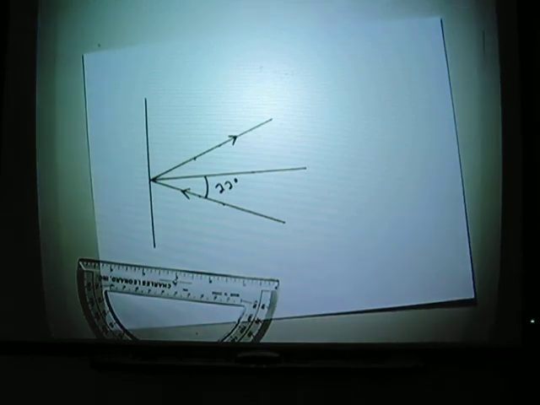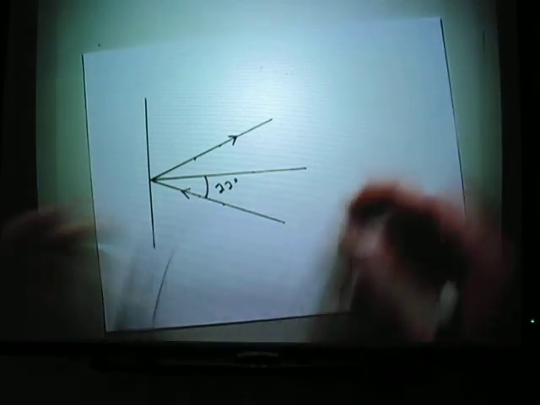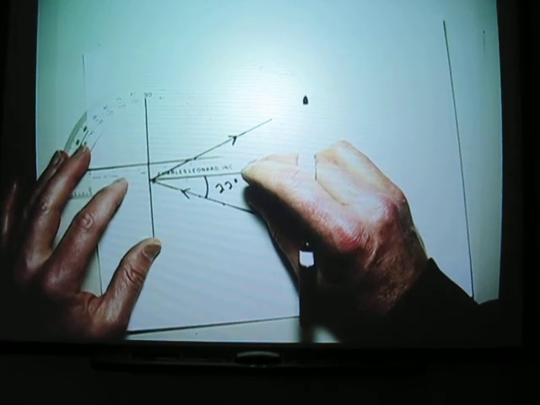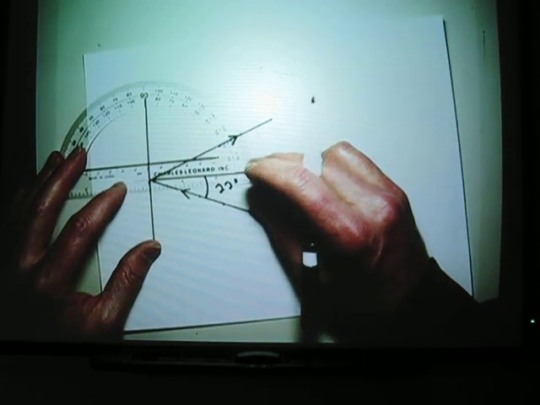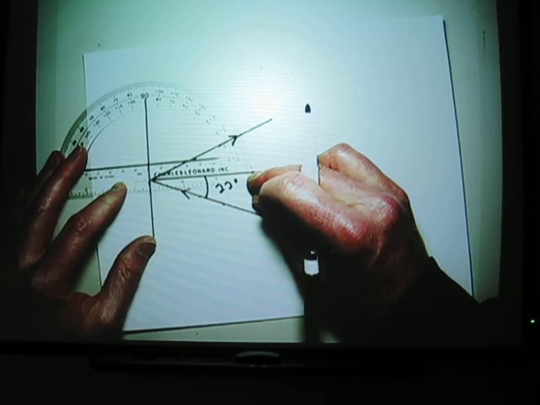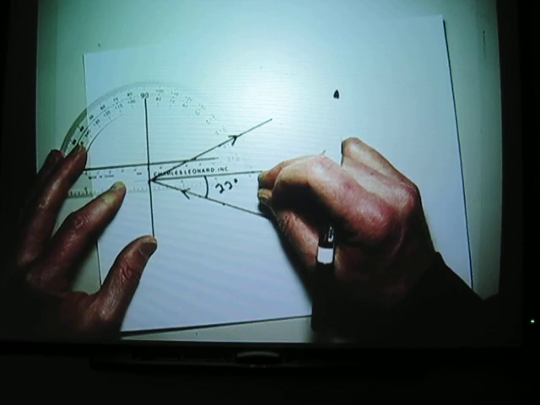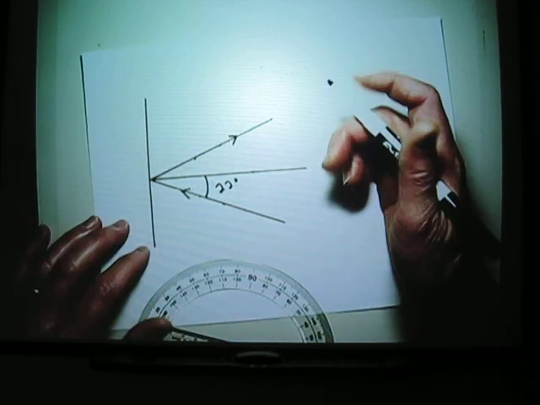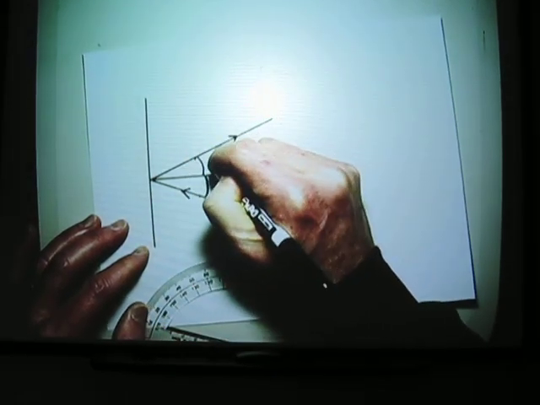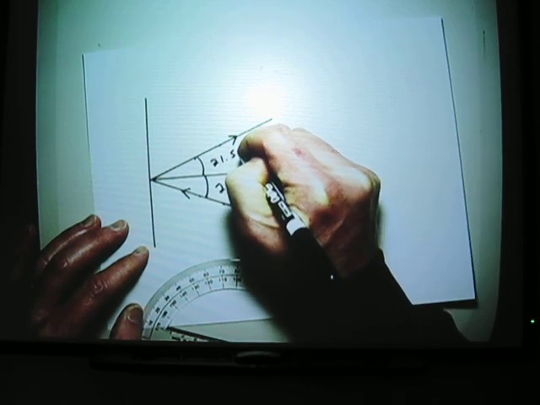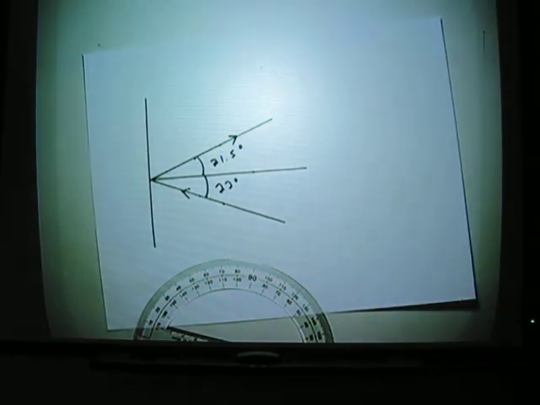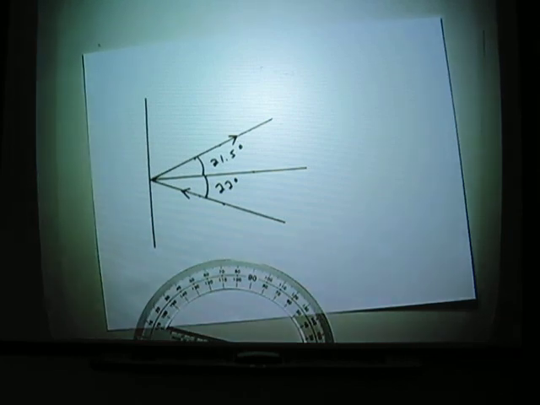Then I'm going to measure the angle of reflection. So that's the angle that the reflected ray makes with the perpendicular. And I'm getting maybe a little bit less, let's say 21.5 degrees. Which is pretty close actually, so 21.5 degrees. And of course, as you know, theoretically, the angle of incidence should equal the angle of reflection.